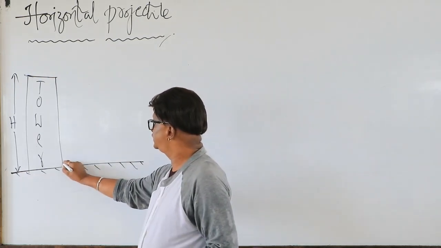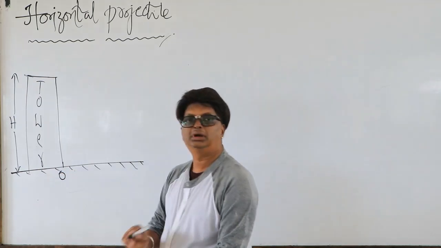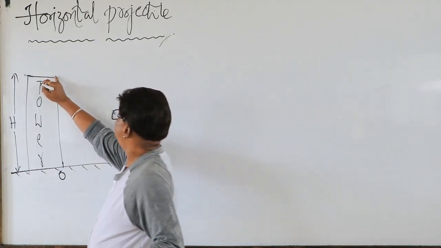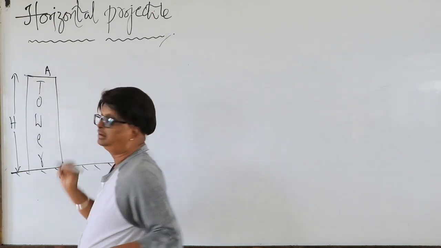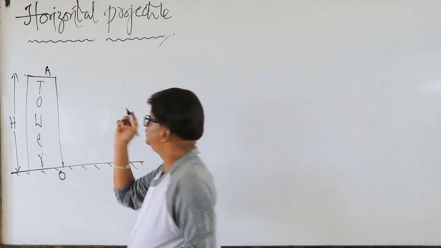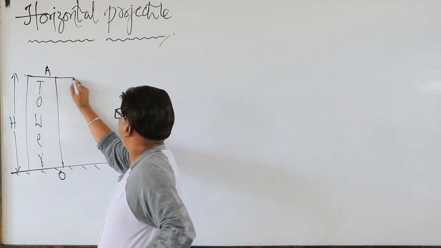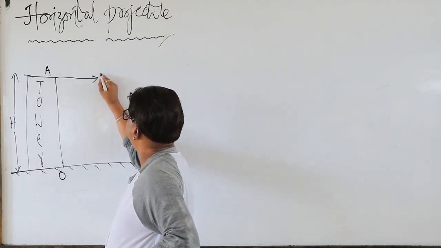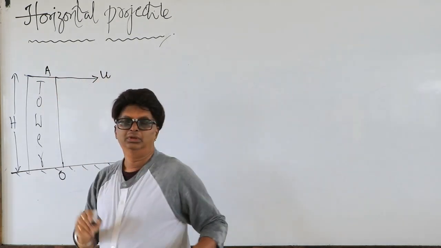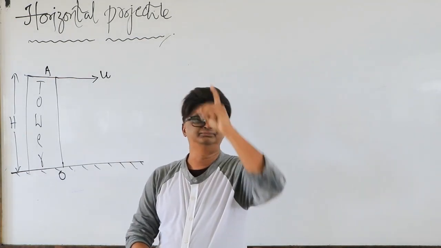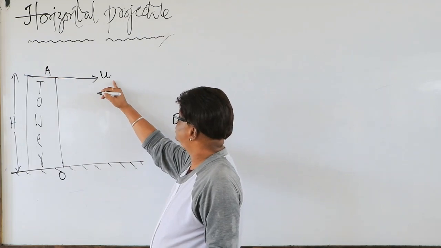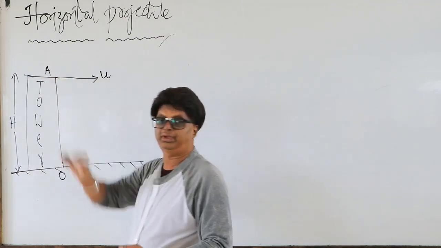I call this ground point O, and this is the top of the tower. This edge point I will consider as A. A is the top of the tower, and a ball is projected horizontally with velocity u. Again, here use the velocity of projection initially from this point A.